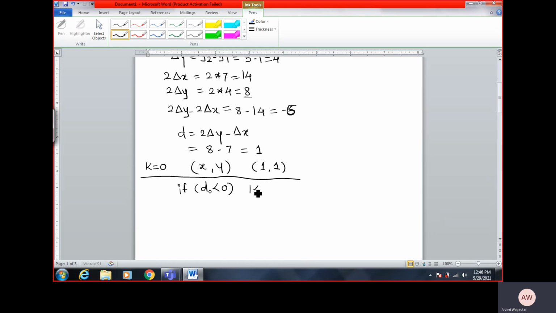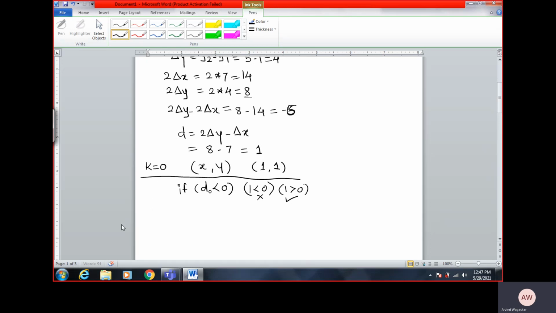So we have to compare whether it is less than 0 or greater than 0. Here you can see it is greater than 0. 1 is greater than 0. So the less-than condition is false and 1 greater than 0 is true. So what to do if D0 is greater than 0? In this case it is greater.